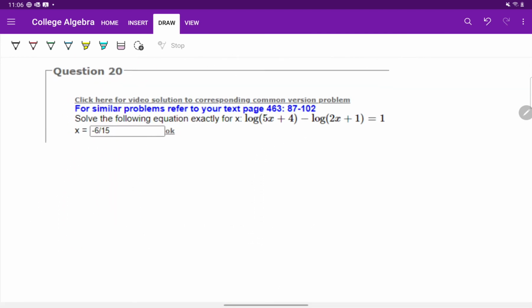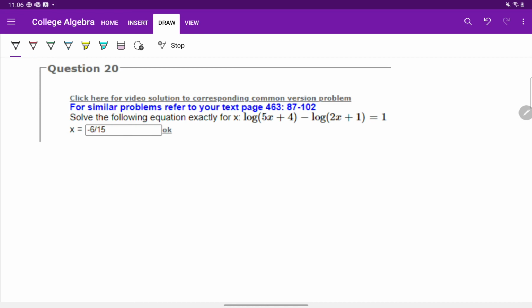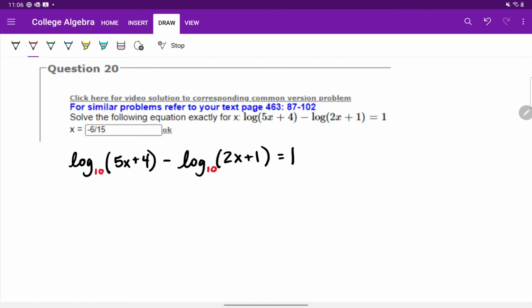Alright, last problem of the video. We want to solve this for x. Very similar type of logic in this problem. We start with log of 5x plus 4 minus log of 2x plus 1 equals 1. And the key to this problem is knowing that if there is no base written, the base is 10. Don't get that confused with natural log. Natural log always has a base of e, but if it actually says log and there is no base written, the base is 10. So that's what you have to keep in mind to solve this problem correctly.